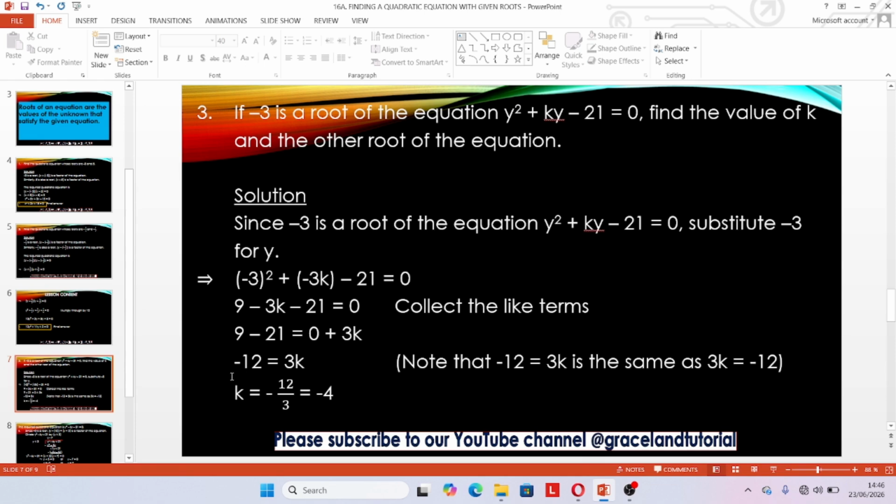Now, if you have minus 12 is equal to 3k, it's still the same thing as 3k is equal to minus 12. The left hand side is equal to the right hand side. Also, the right hand side is equal to the left hand side. So, divide both sides by 3. Now, when you divide 3k by 3, you are going to get k, which is equal to minus 12 divided by 3, and that will give us minus 4. So our k is equal to minus 4.